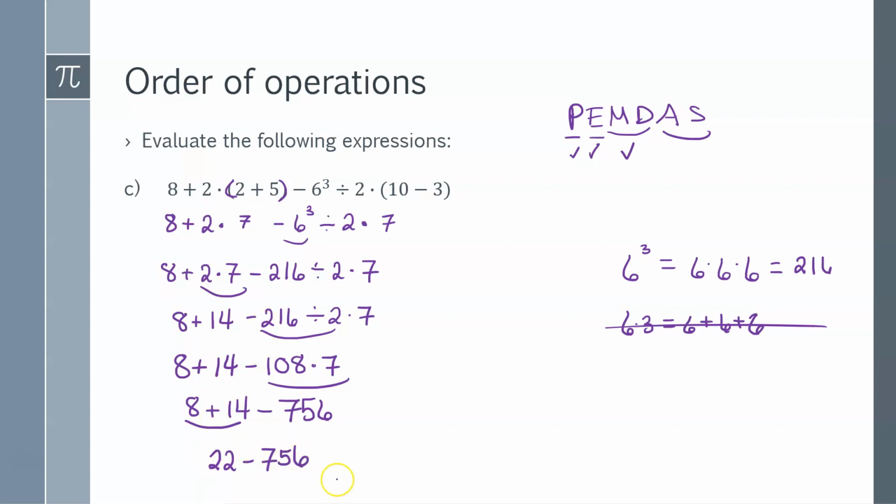22 minus 756 is negative 734. Okay, so that will be your answer for this simplification.